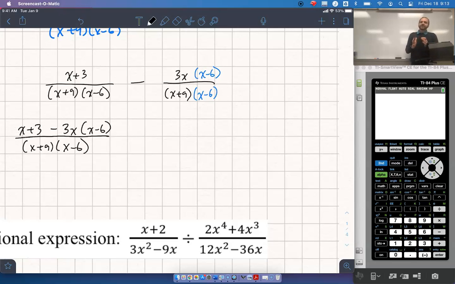And I'm not going to change the denominator. I'm not going to cross anything out. I'm going to keep it, and it's going to stay there till the end, or very close to the end if I have to simplify.